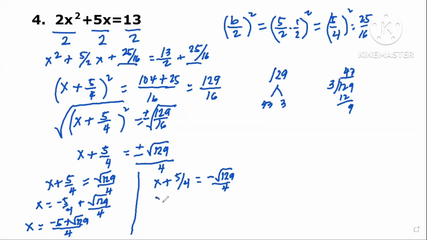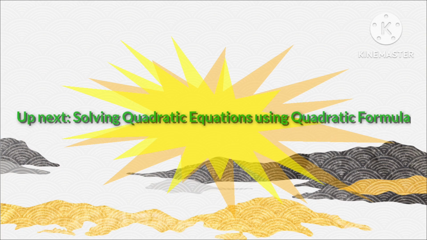Now, the other one is x is equal to negative 5 over 4 minus square root of 129 over 4. And then again, we combine these two. 4 naman parehong denominator niya. So that's negative 5 minus square root of 129 over 4. So the two roots are negative 5 plus square root of 129 over 4 and negative 5 minus square root of 129 over 4. So that's all for now.